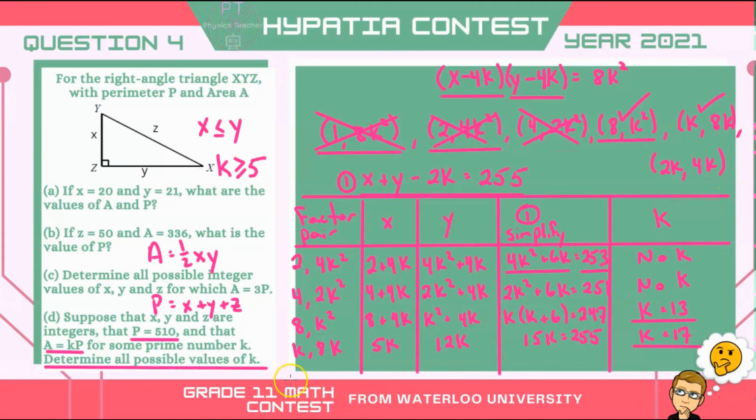And finally, our last factor pair, 2k and 4k. Solving for x, we get 6k. Solving for y, we get 8k. Substituting into equation 1 and simplifying, we get 12k is equal to 255. This does not give us an integer value for k. Again, the left side is even and the right side is odd, so no k. So for part B, there are two solutions for k, 13 and 17.